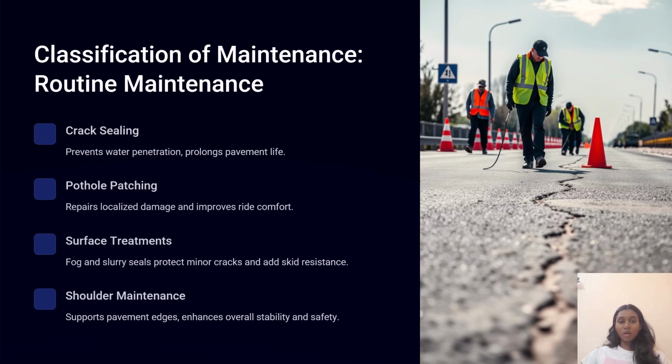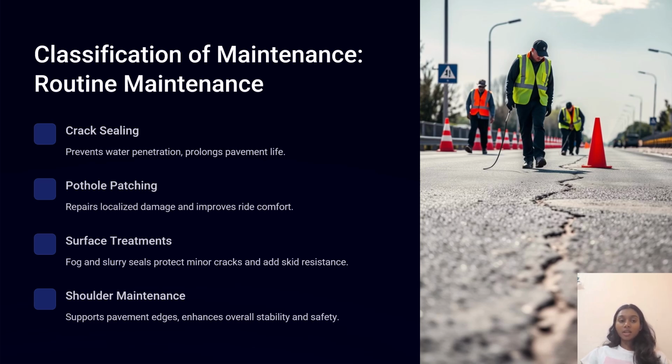Now talking about the classification of maintenance. So first one is routine maintenance. What does routine maintenance mean? This is a regular checkup or day-to-day care that roads need to stay in good shape, and it includes small quick fixes like sealing cracks, cleaning the drains, patching potholes or repainting the faded road markings. These tasks don't take much time or money, but they go a long way in keeping a road safe and extending its life.